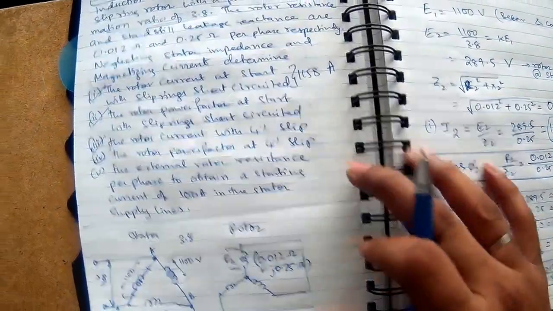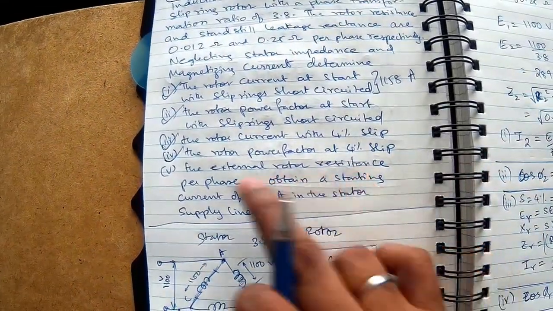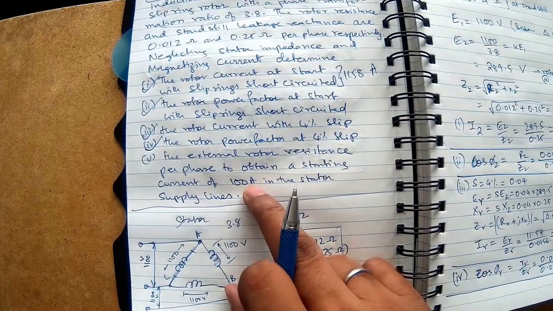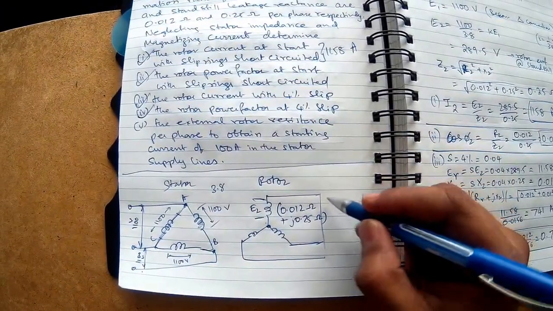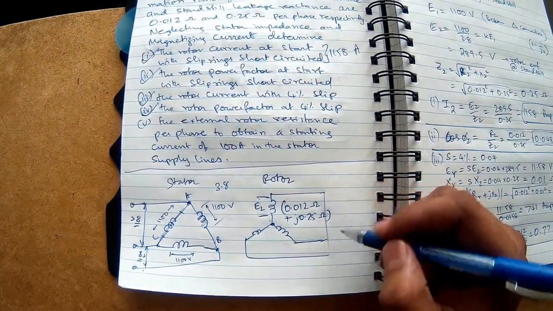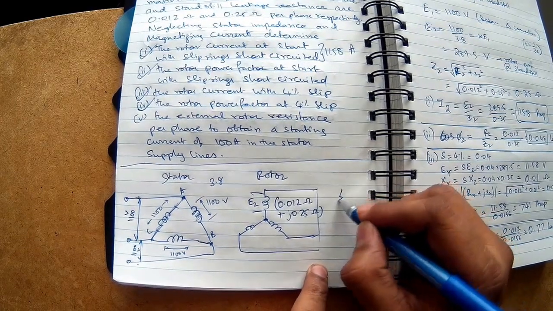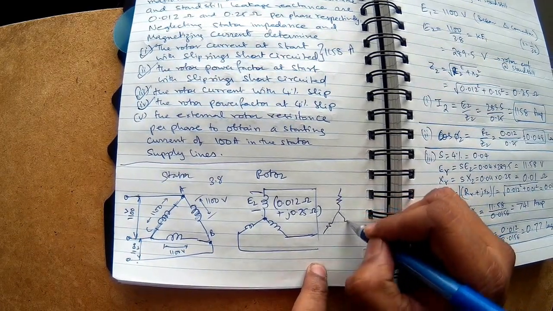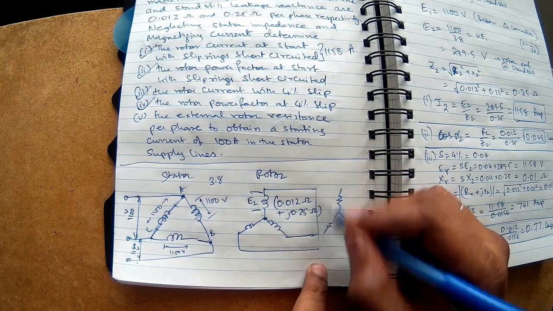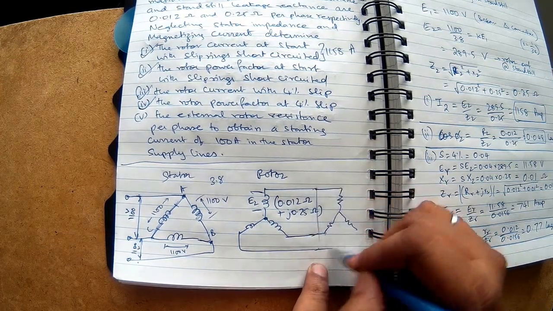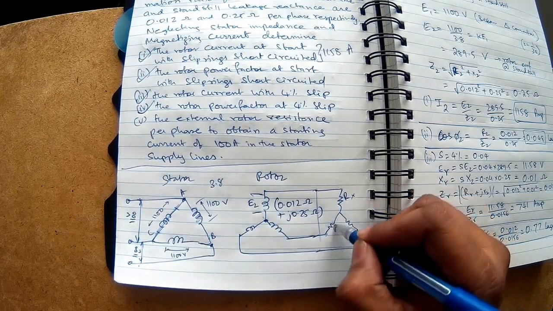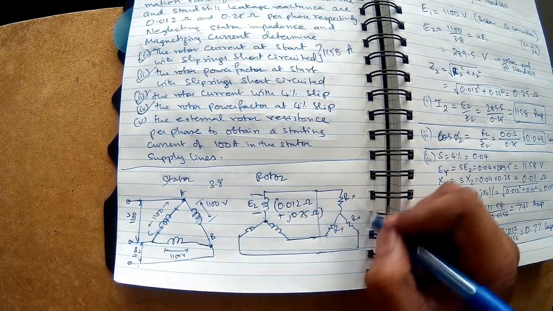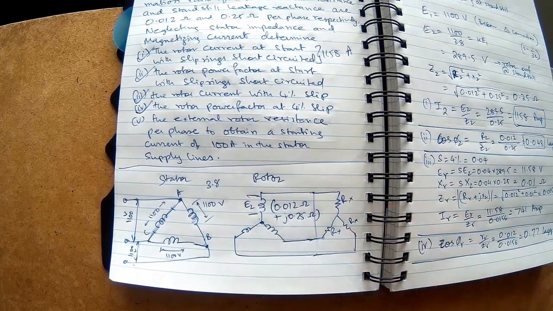Now, one more question. The external rotor resistance per phase to obtain a starting current of 100 amperes in the stator supply lines. Okay. So now what we are doing is, this is the motor. Now I want to connect some external resistance. There will be some resistance like this, another resistance like this, another resistance like this. Instead of the short circuiting of the rotor, I'll connect the rotor with these external resistances. Okay. So let's say Rx. Rx is the external resistance added in each phase of the rotor.